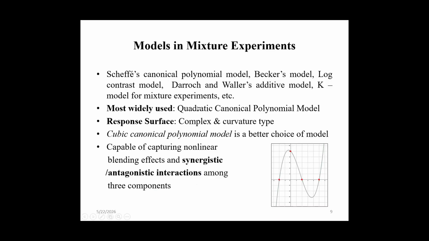The issue is whenever the response is not a simple type. For example, you can see this one is a complex type of problem, with curvature. Then the cubic canonical polynomial is a better choice compared to the second-degree canonical polynomial model. One more advantage of the cubic canonical polynomial is that it captures nonlinear blending effects, both synergistic and antagonistic, whenever you have three components or more than three components.